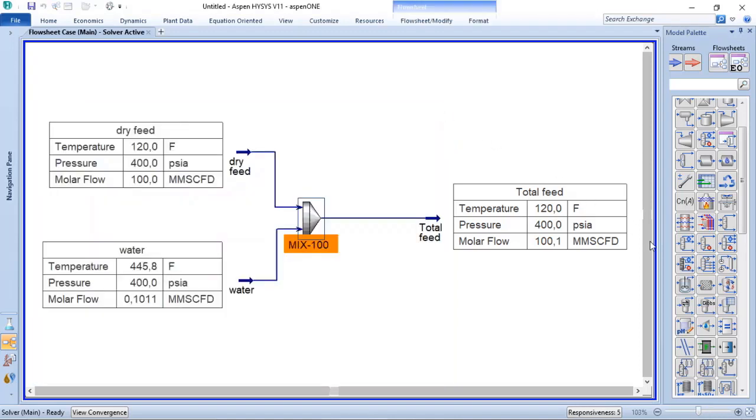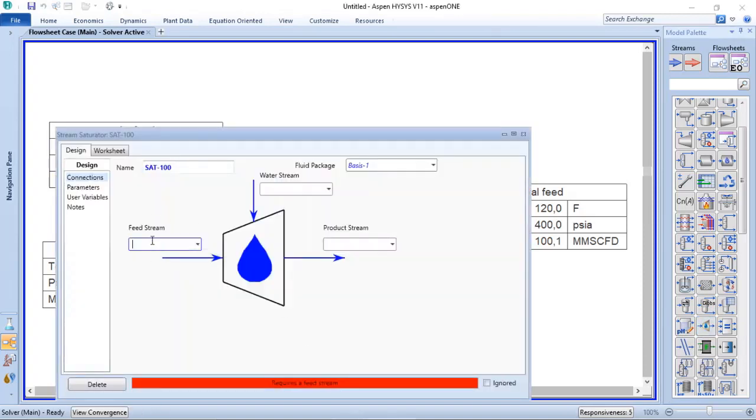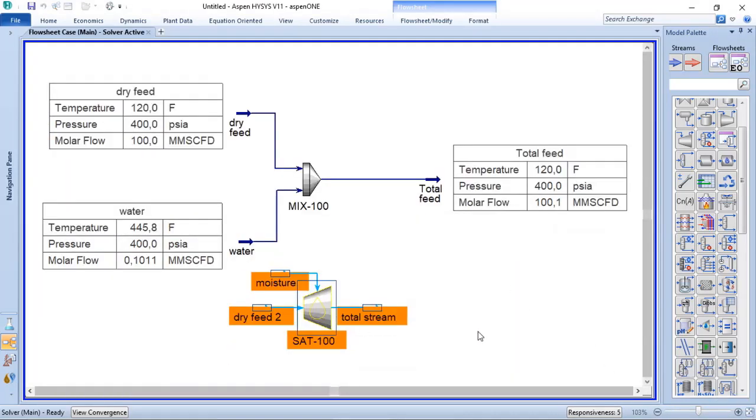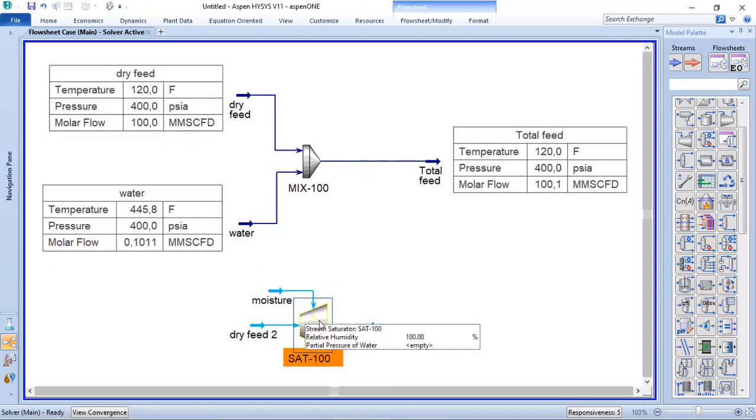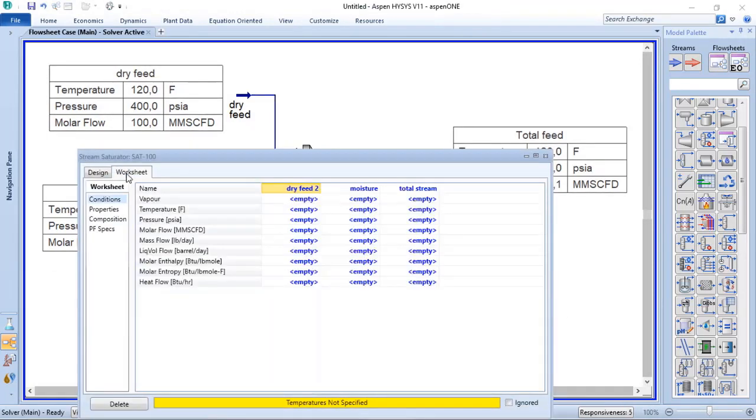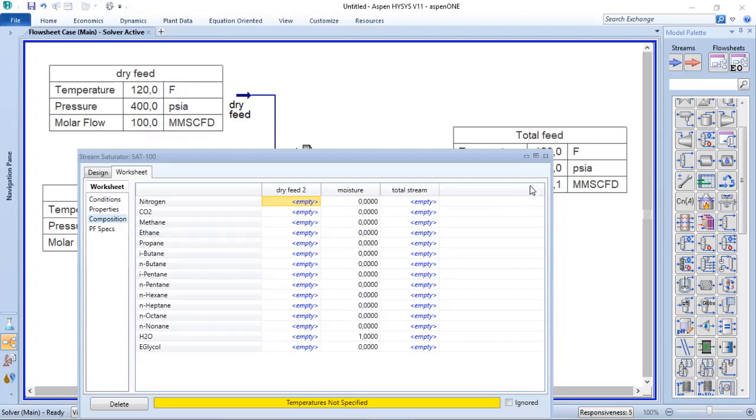So let's add the saturator, and the saturator is this symbol here. Up to this point, I defined only the connections. So you can see that the connections are defined, and I didn't add anything to the worksheet related to conditions or even to the composition of the components.